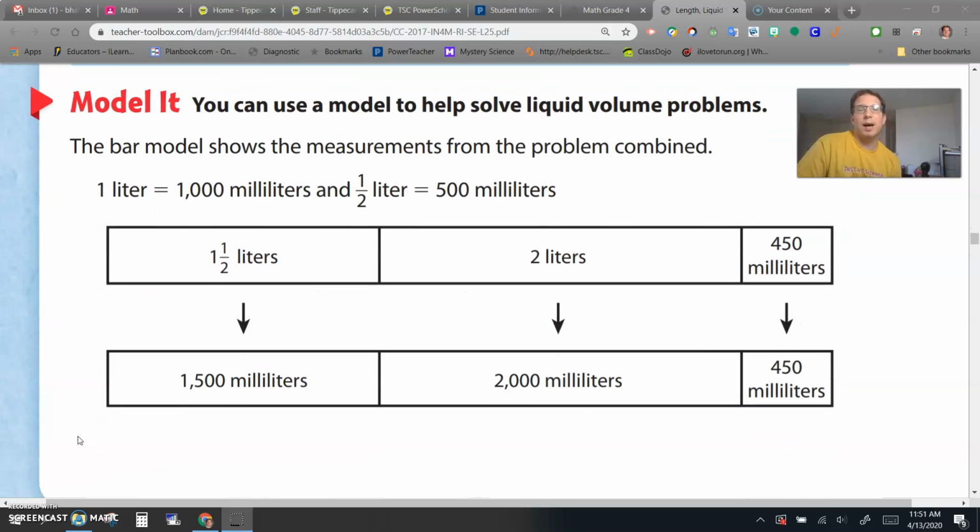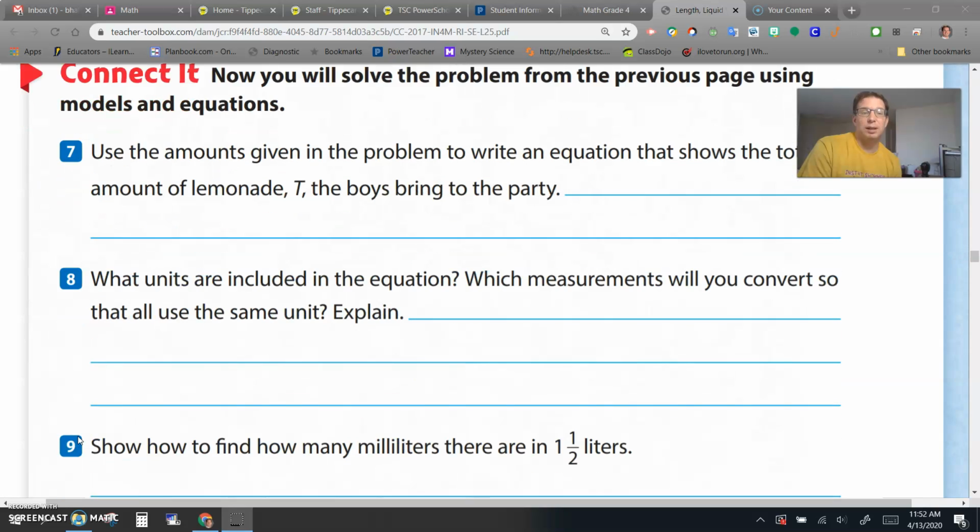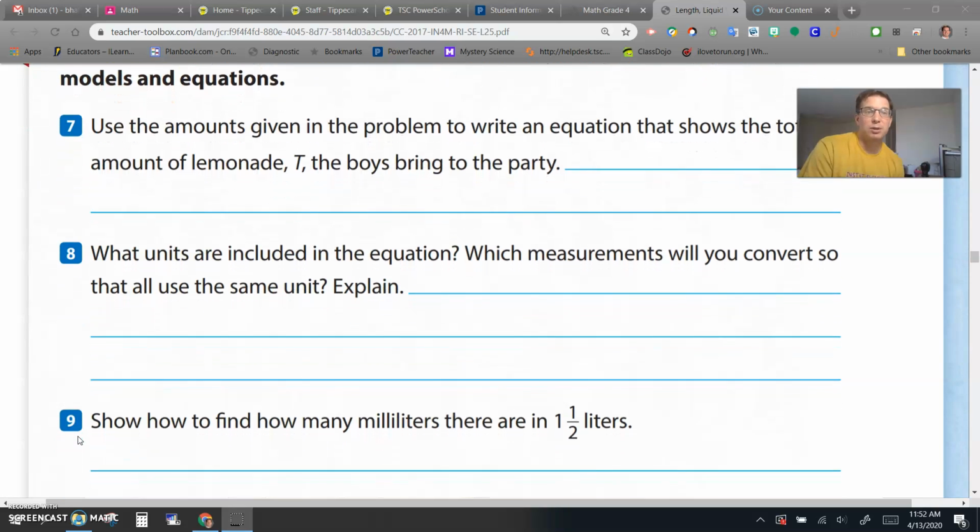1 liter equals 1,000 milliliters, and a half a liter equals 500 milliliters. So 1.5 liters equals 1,500 milliliters, because 1 liter is 1,000, a half is 500, so 1,000 plus 500 is 1,500 milliliters. 2 liters, 2 times 1,000 is 2,000 milliliters, and 450 milliliters says right there. Okay, now that we have that information, we can move on to the next page.